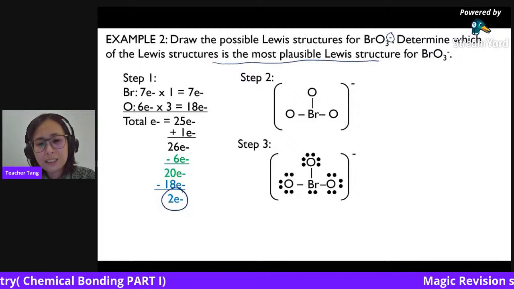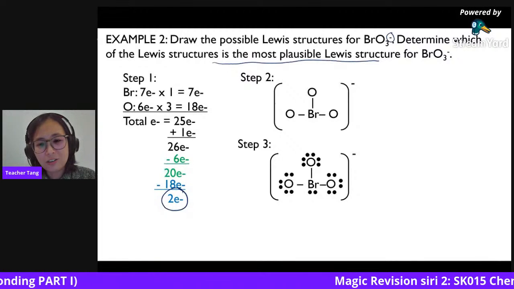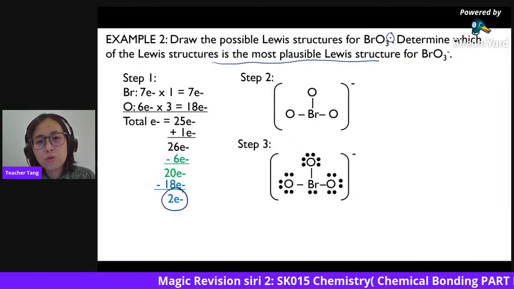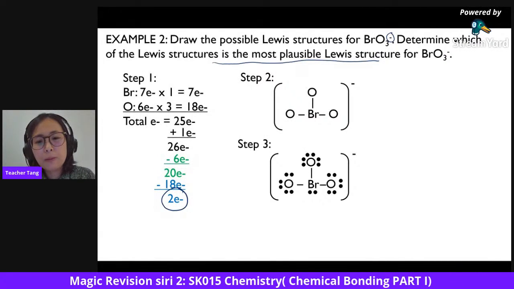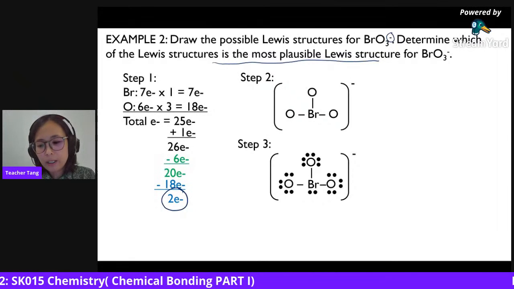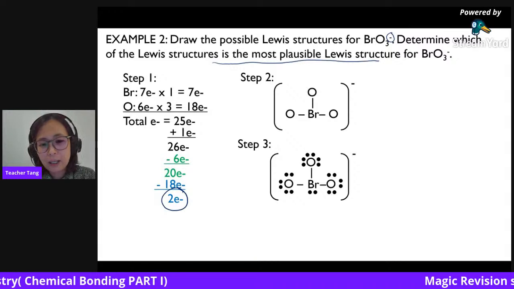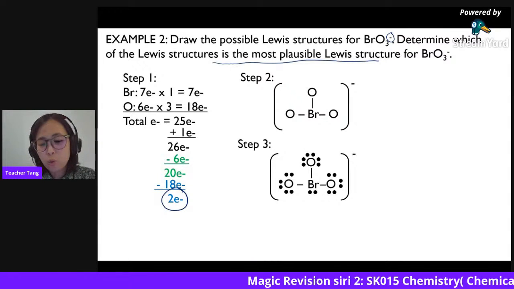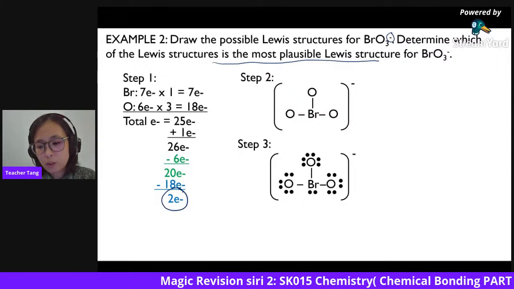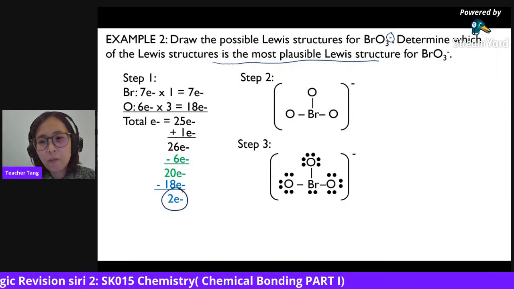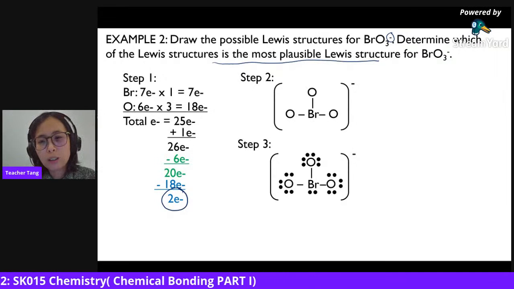So since it already has 8 electrons around it, we don't straight away rush to draw the multiple bonds around the bromine. Since after step number 3 bromine is already octet, the next step we should do is calculate the formal charge first before we move on to draw the multiple bonds.